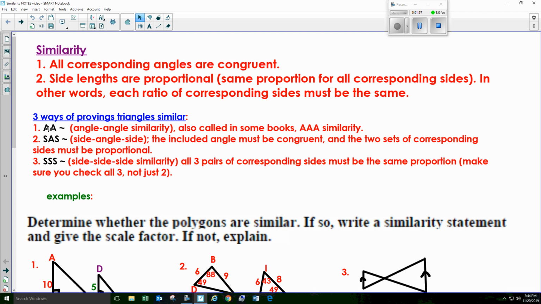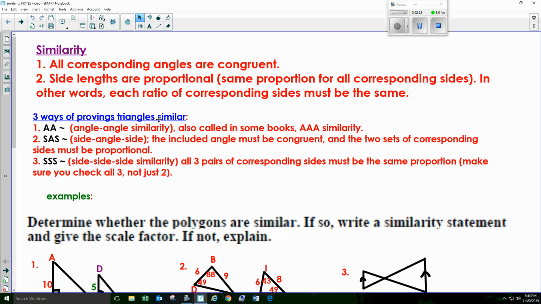Okay, so we looked at AA today in class with the overlapping triangles. It doesn't have to always be overlapping. We'll see other ones here that aren't overlapping. But if we can show AA, that means 2 corresponding angles are congruent. And really, AA, as I mentioned today, was AAA. All 3 corresponding angles are going to be exactly the same in both triangles. So if you can show that, then they are similar.